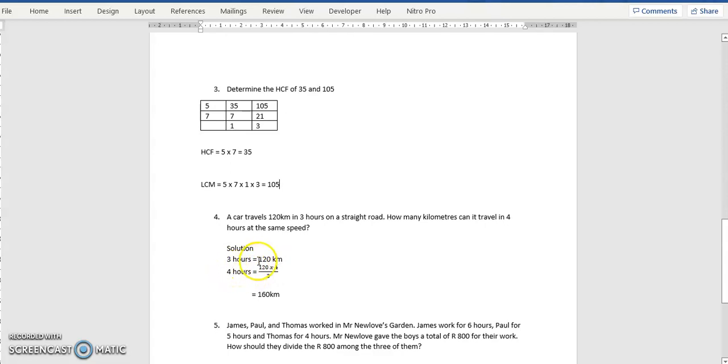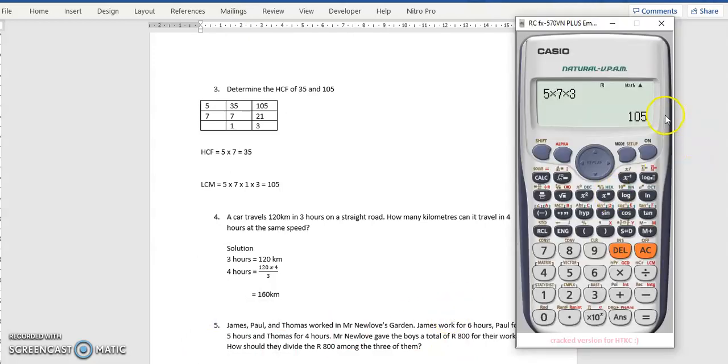What you need to do is you cross multiply. So 4 times 120 divided by 3. And when you press this on the calculator, remember we are learning how to use it now, so by the time we get to grade 10, we know how to use it. So here we are going to have 120 times 4, and this gives us 3. So this is going to give us 160. Are we together? So 160 kilometers.